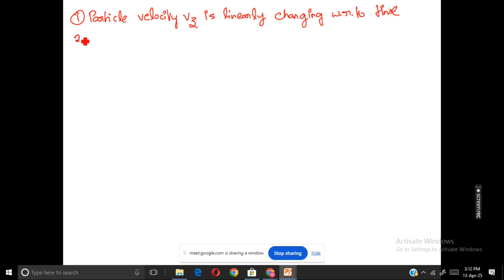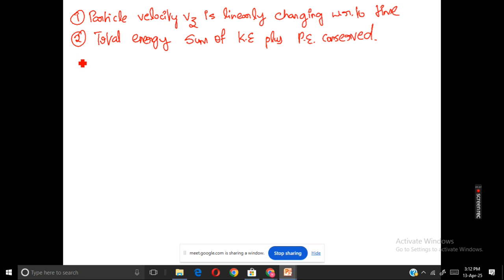The second thing, the total energy, which is basically the sum of kinetic energy plus potential energy, is conserved. These are the two important assumptions considering the particle motion in a uniform electric field. And since the total energy is constant, the work done will be zero.